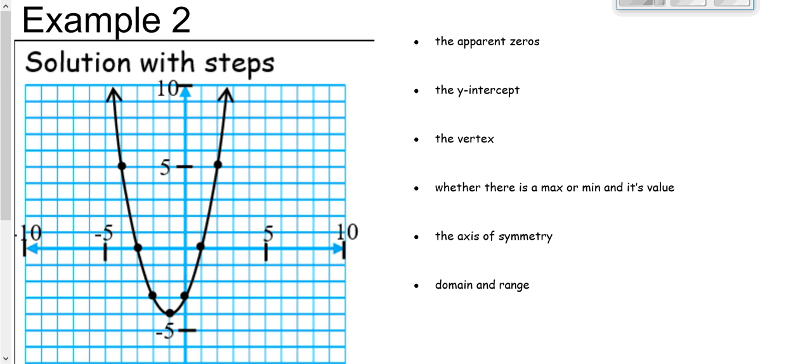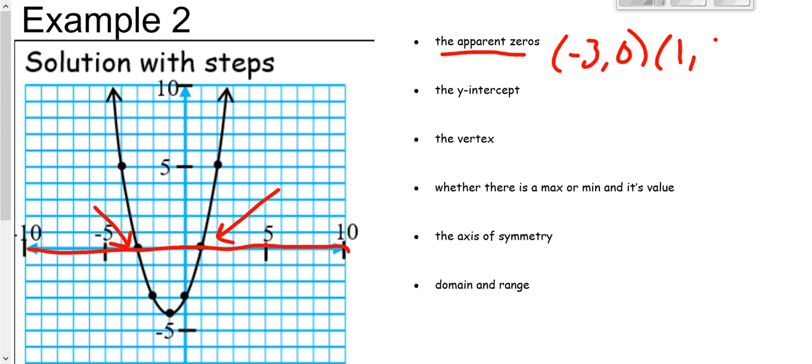So let's start with our zeros. Remember that the zeros are what? The x-intercepts. So we're going to look around our x-axis and we're going to find where the quadratic crosses, which would be here and here. So what are those coordinates? Looks like -3, 0, and 1, 0.